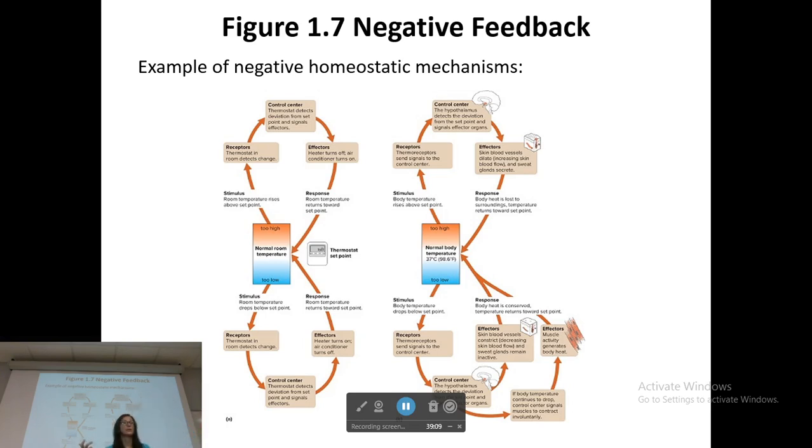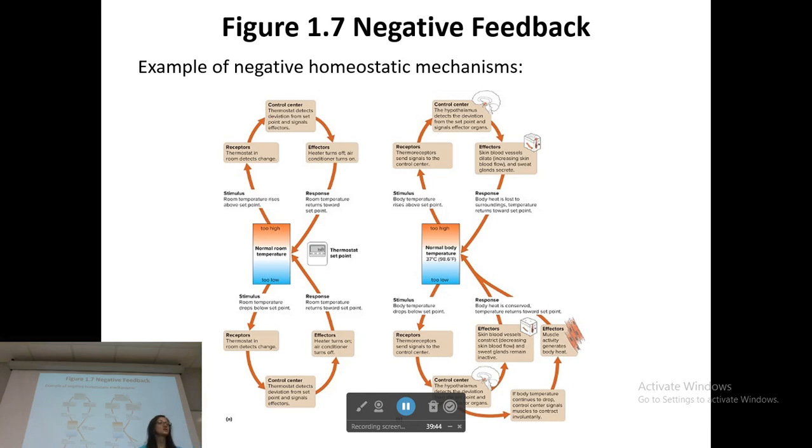All the other examples are negative feedback. So temperature control: when it gets too hot, you're going to cool down by sweating. When it gets too cold, you're going to shiver. You're going to start to produce that shivering body heat to help bring you back up. Okay, that's negative feedback. If your hormone levels are fluctuating, right, you're going to produce more hormones to keep your body within that normal set point. That's negative feedback. It's bringing you back to normal.